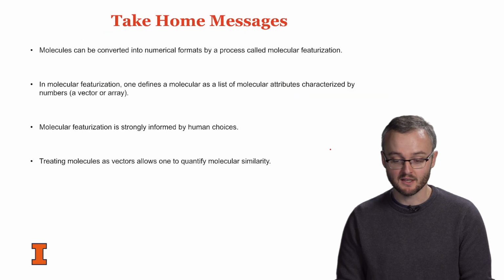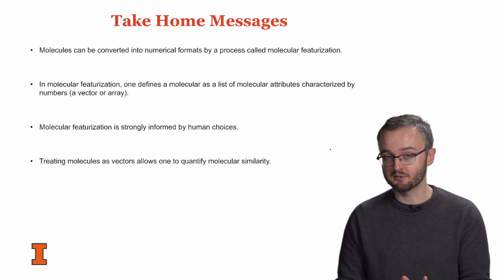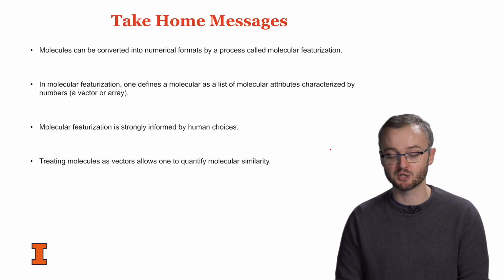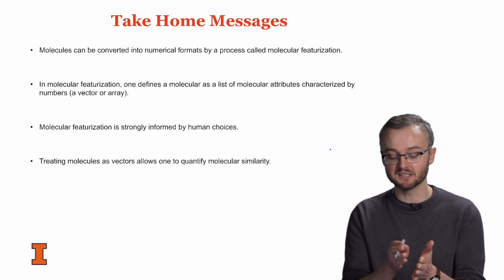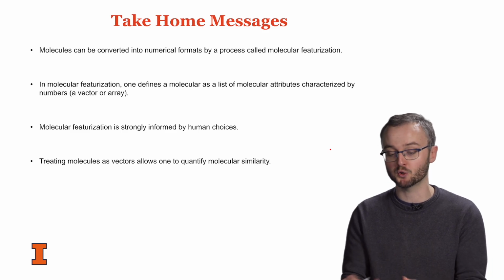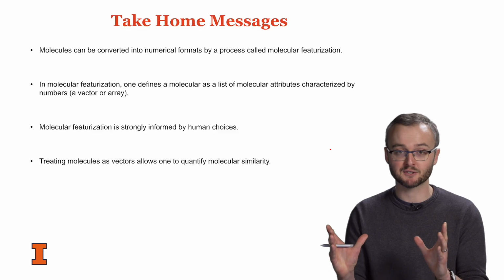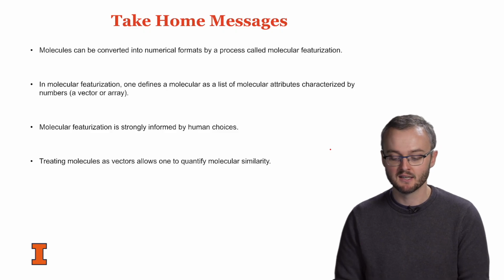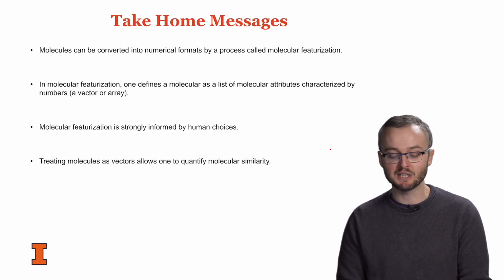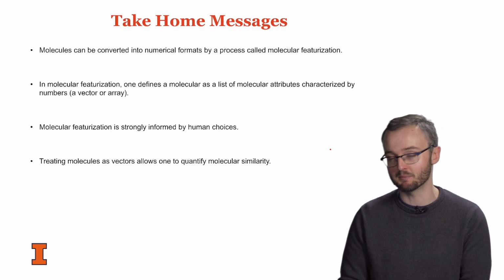So I hope this gives you a brief idea of how you can turn molecules into the formats that are needed for machine learning. It's a human-driven process, so you just need to take a list of numbers that describe your molecule and turn it into a vector or a numerical array, which is, of course, strongly informed by the human choice of what should matter. And if you do this, it has the cool feature that you can quantify how similar different molecules are to each other by treating them as these vectors.